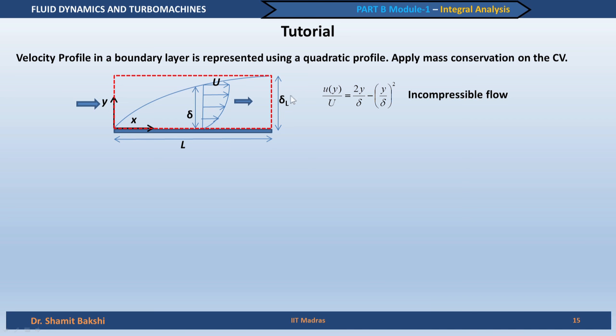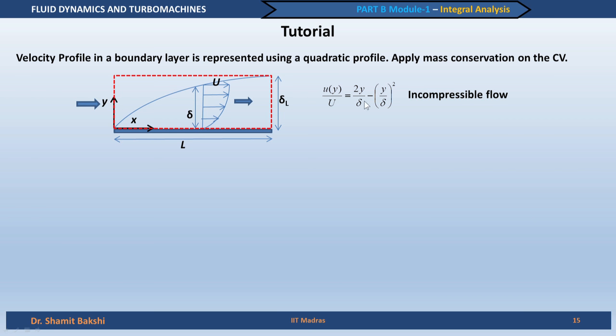We assume a quadratic profile. You can again see here, like in the problem demonstrated in the first tutorial, that the boundary conditions are met. At y equal to 0, the velocity is 0. At y equal to delta, where delta is the thickness of the boundary layer at any particular point, delta is a function of x, we have to note that. The x and y coordinates are demonstrated here.